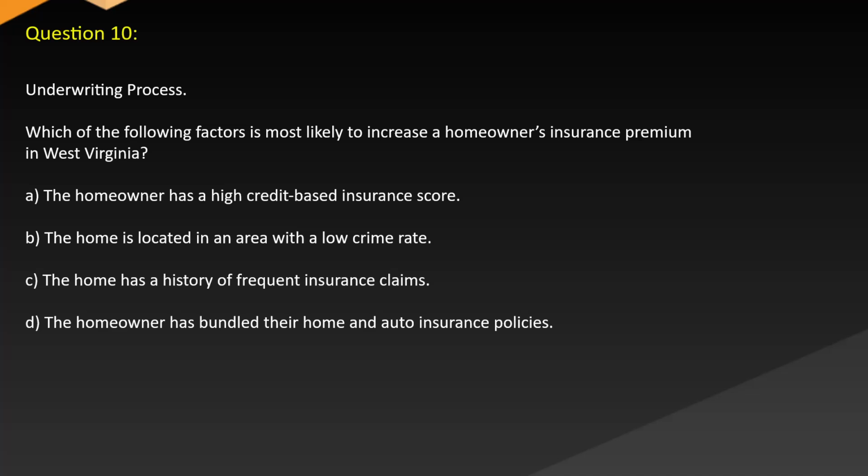Underwriting process. Which of the following factors is most likely to increase a homeowner's insurance premium in West Virginia? A. The homeowner has a high credit-based insurance score. B. The home is located in an area with a low crime rate. C. The home has a history of frequent insurance claims. D. The homeowner has bundled their home and auto insurance policies.